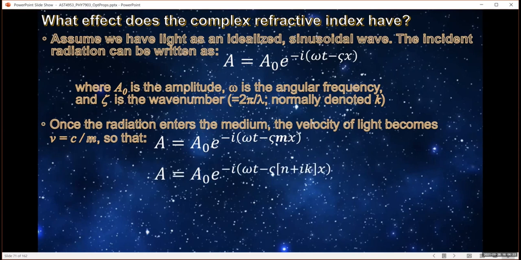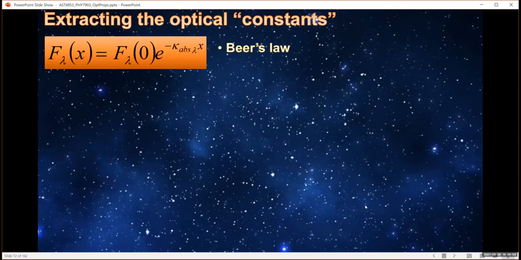Now I'm going to put in the complex refractive index in terms of the real part n and the imaginary part k, and multiply this out. So the equation for the light inside the medium is given by A0 e to the minus i (omega t minus zeta n x), all times e to the minus zeta k x. You'll see that we've got something that looks like a wave equation here and something that has a real exponent here. We're going to want to extract some optical constants based on this interaction.